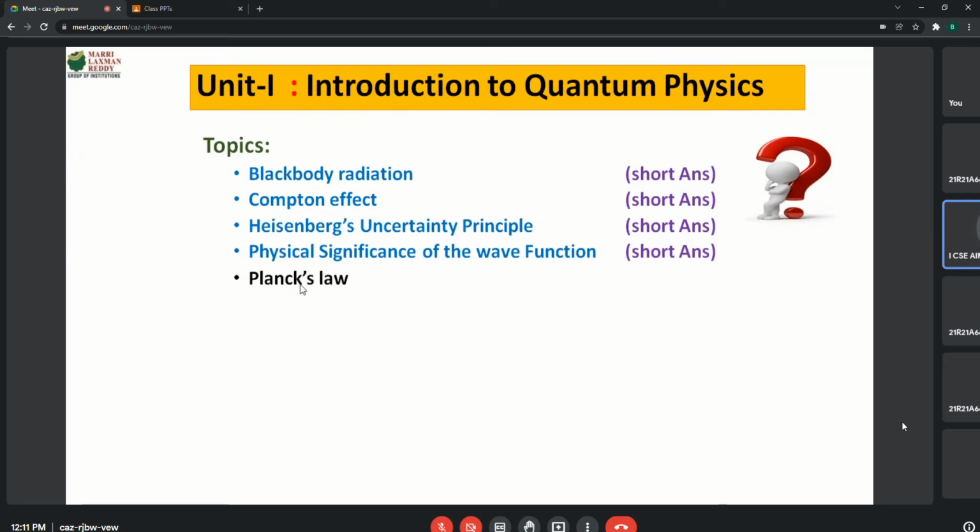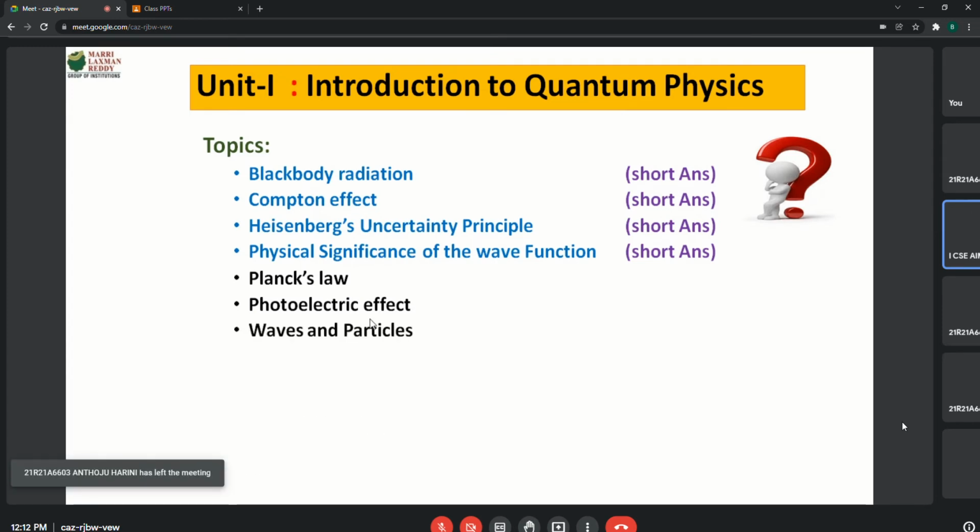Now, Planck's law has never been given in any question paper as a short or long answer. It cannot be expected, but you must know what this Planck's law is. Okay. Next, the photoelectric effect has also never been asked as a short or long answer question. So you can keep it aside for the time being. Okay. The next one is waves and particles, which is just an interrelation: what is a particle, what is a wave, when a particle can be treated as a wave, and when a wave can be treated as a particle. That is the concept only, basics only. That's why it has never been given. Now the blue color topics will come under the short answer questions. The black color topics have never been asked as short or long answer questions.